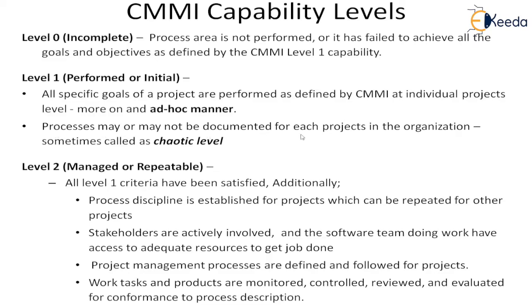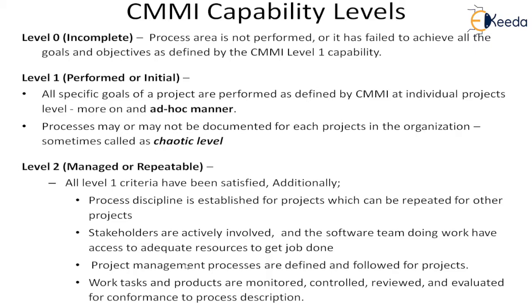Processes may or may not be documented. So in a particular project, it may not have a documented process for that particular project, and definitely at the organization level, there is no process document. And therefore, it is many times called an initial level or a chaotic level.